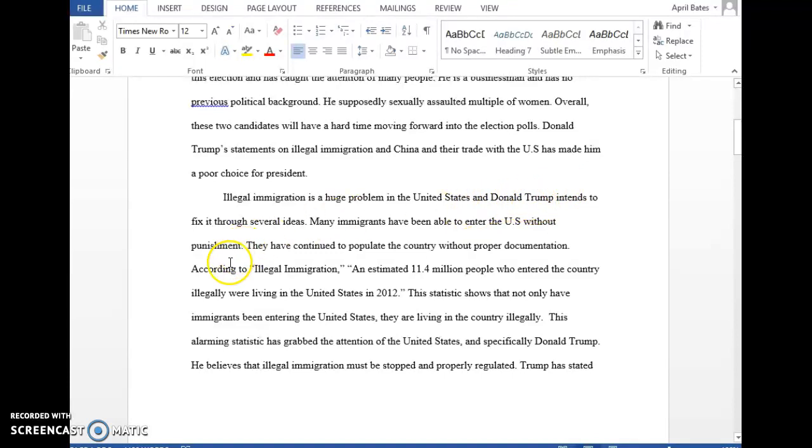Okay. We come down to our first piece of borrowed information. According to illegal immigration, an estimated 11.4 million people who entered the country illegally were living in the United States in 2012. So notice that here, illegal immigration is our source. So they have done what I call an introductory phrase that tells me this is the source, and then they have quoted the source. Notice that the period comes inside of the quotation mark. So illegal immigration is that source.